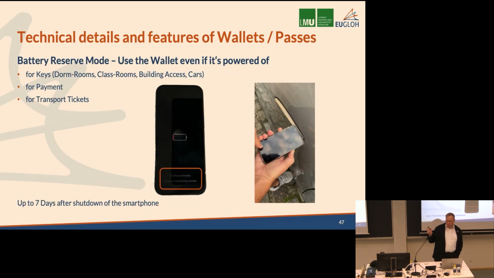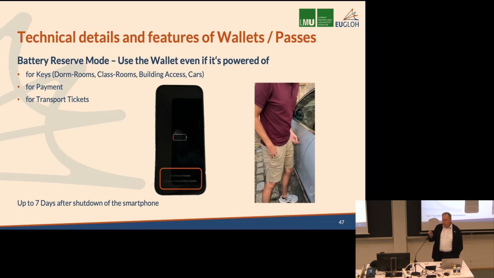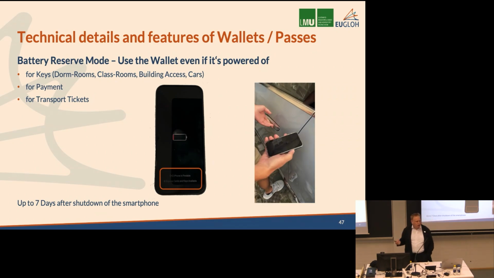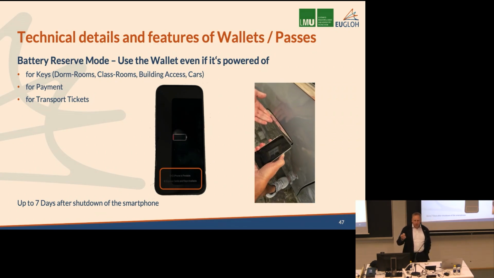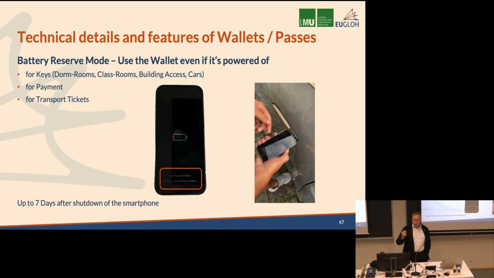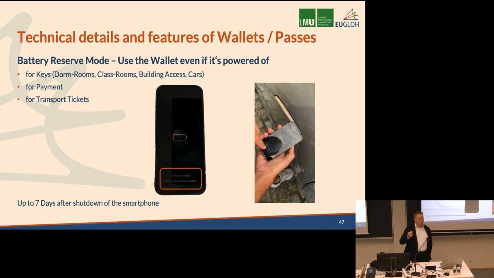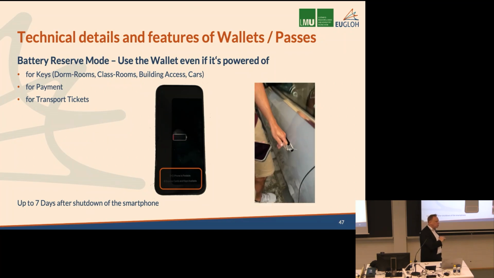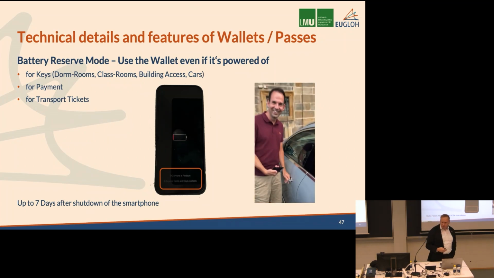The other thing is this thing called battery reserve mode. If your phone has powered down, but you need to access your car, or you need to access your dorm room as a student after a party like we had yesterday. If you forget to charge your phone, but you need to get into your room, you shouldn't be afraid. It's like we said yesterday with the mental health topic. If you have anxiety, it doesn't help you. If we give you peace of mind so that you don't need to fear it, you can go much smoother through the world. That's what we want.